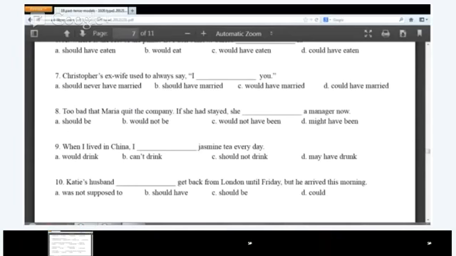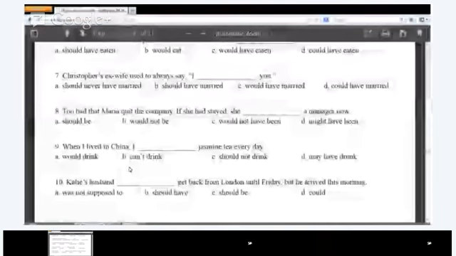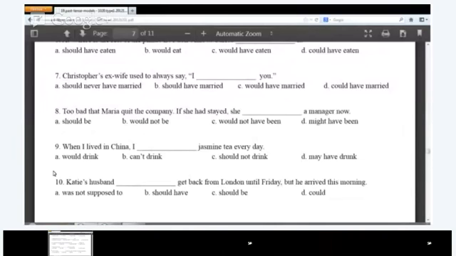Okay. When I lived in China, I would drink jasmine tea every day. Okay, I would drink. Nice. Is it correct? Yep, that's correct. Very good. Keiji's husband was not supposed to get back from London until Friday, but he arrived this morning. Excellent. Yes, so, was not supposed to.